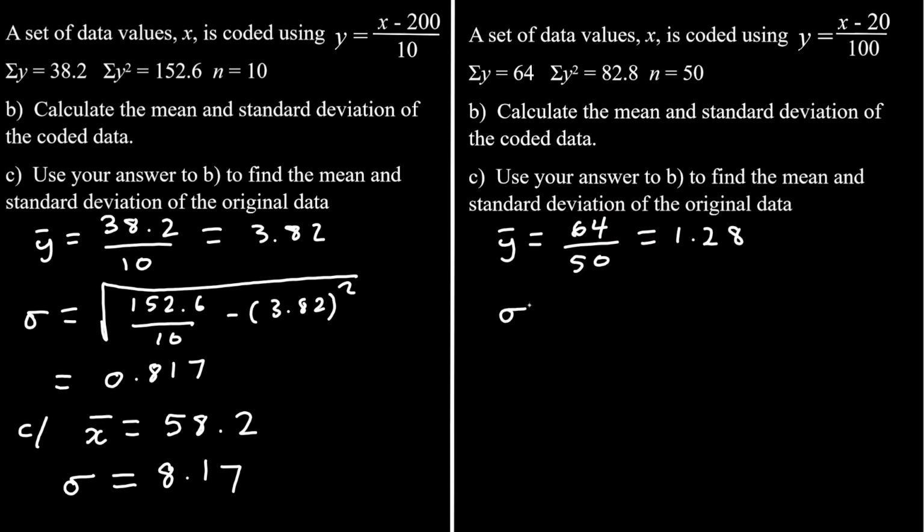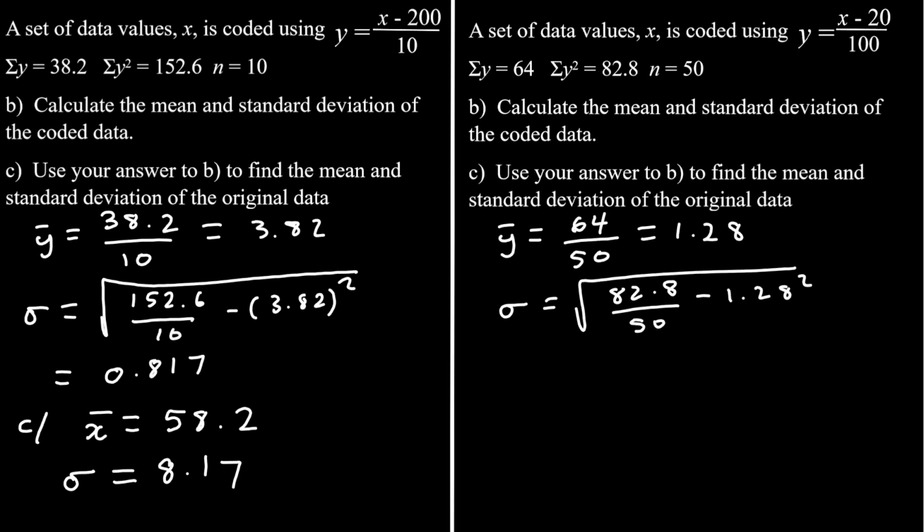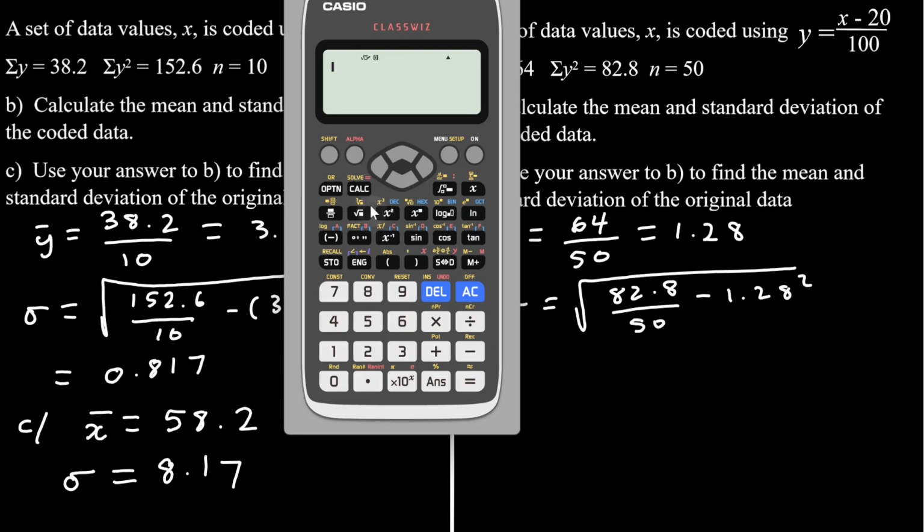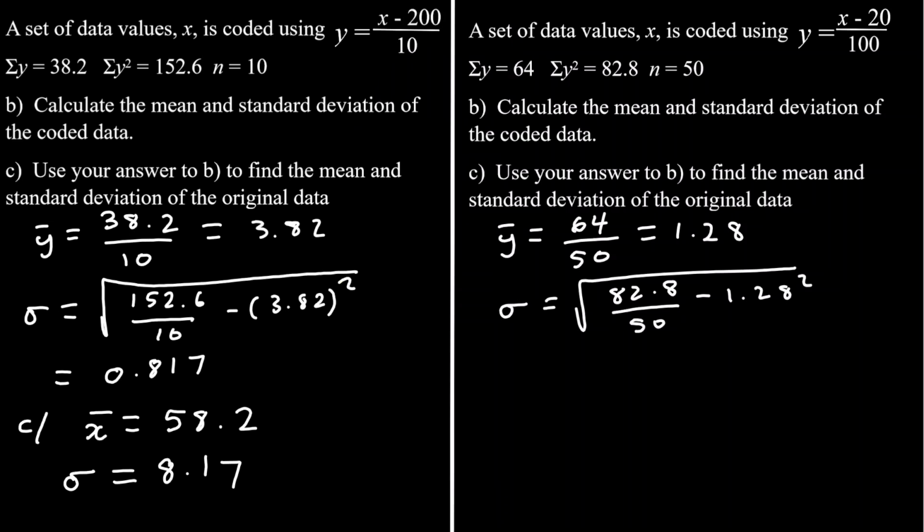The standard deviation is the mean of the squares minus the square of the mean. So we have 82.8 over 50 minus 1.28 squared, all square rooted because it's the standard deviation, not the variance that we're working out. And we get 0.133. So that's our standard deviation, 0.133.